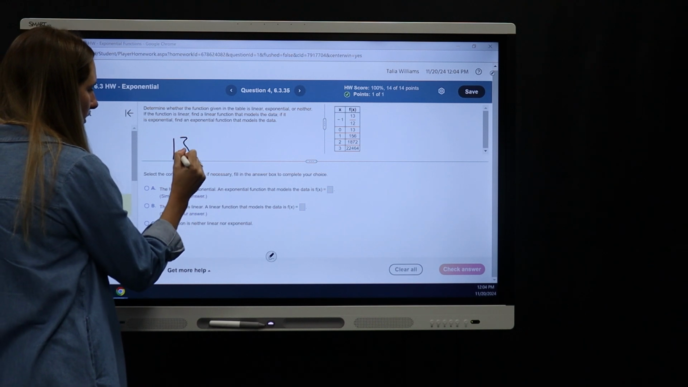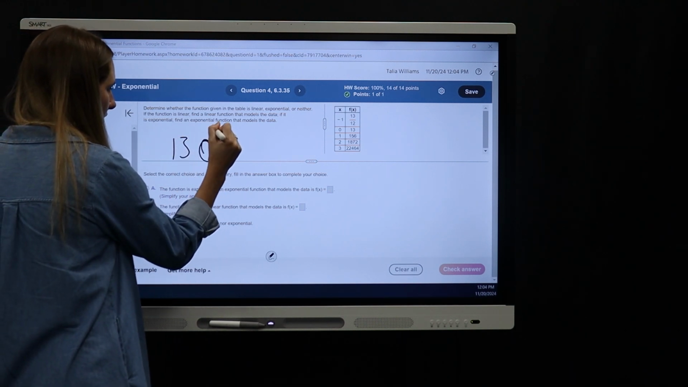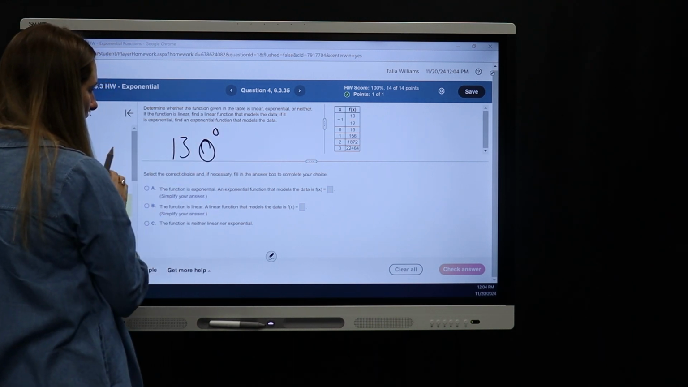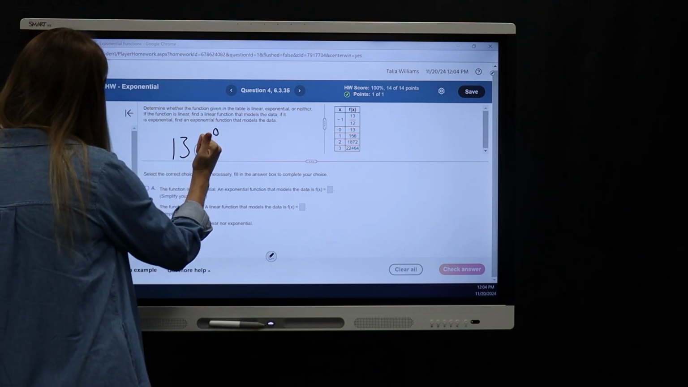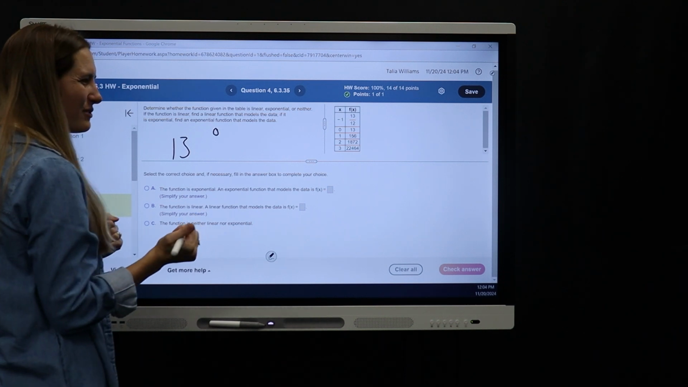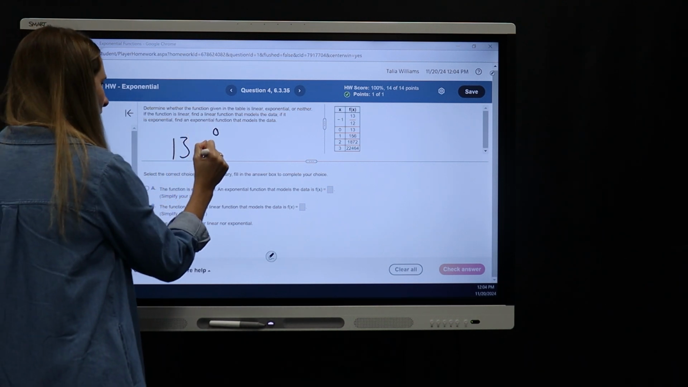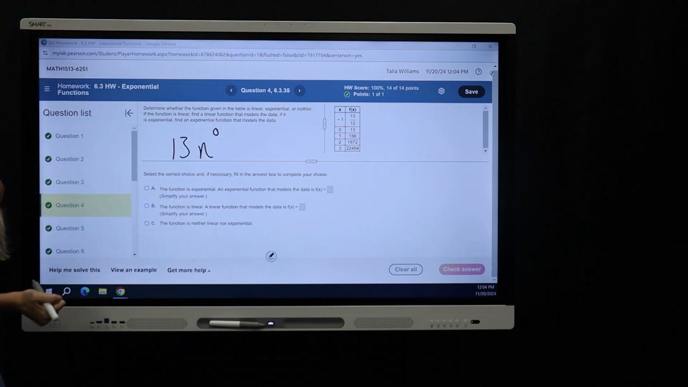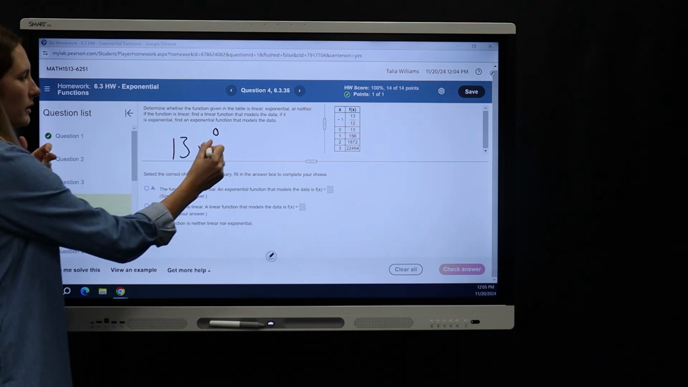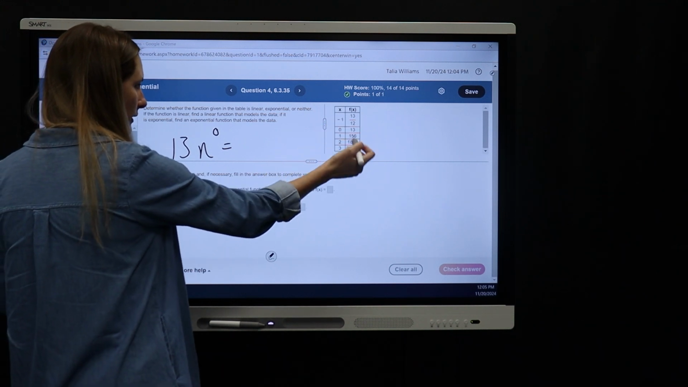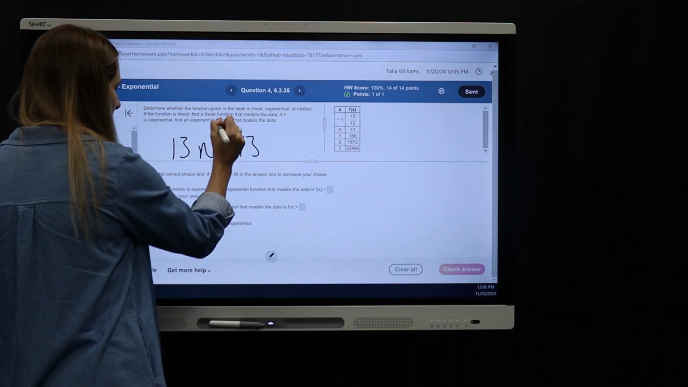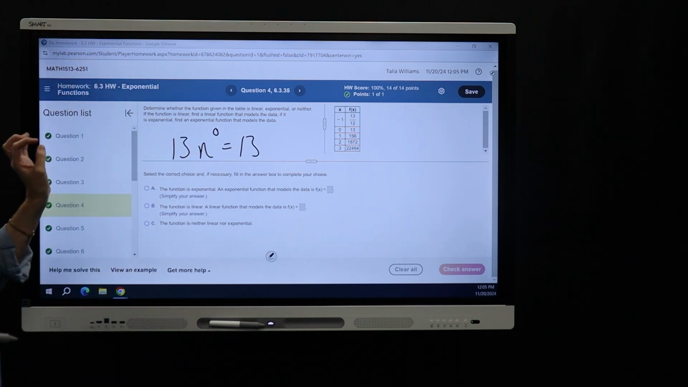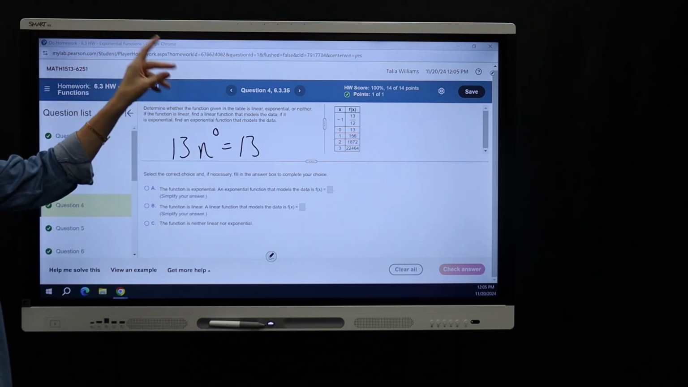For it to be 13, it's going to be something to the 0 power. I shouldn't put x there because x is technically that. So let's use n. Something times n to the 0, where n is going to be our number. So 13n to the 0 is going to give us 13 because this is 1. So I'm going to have 13 times something.